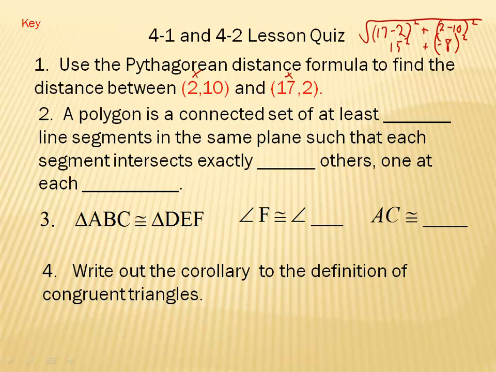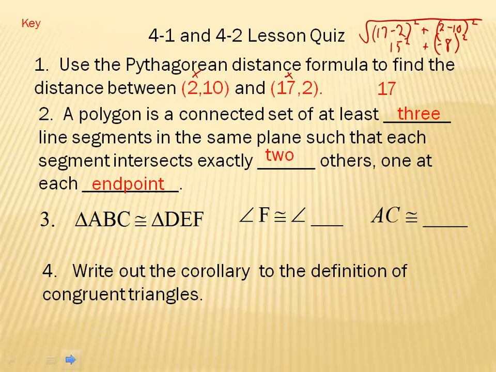So 4-2, what should you be looking for in 4-2? This is still on congruence. It's on polygons, and so the title of this is Polygons and Congruence. So what is a polygon? A polygon is a connected set of at least 3 line segments in the same plane, such that each segment intersects exactly 2 others, one at each end point.